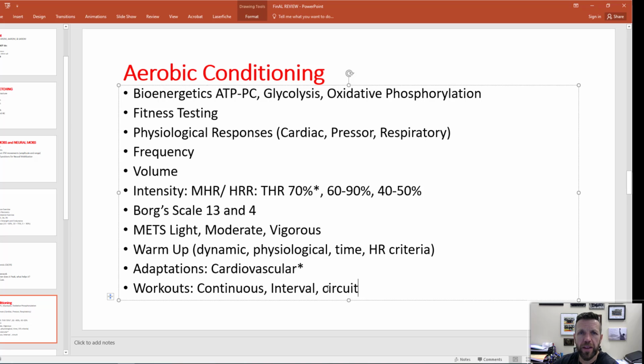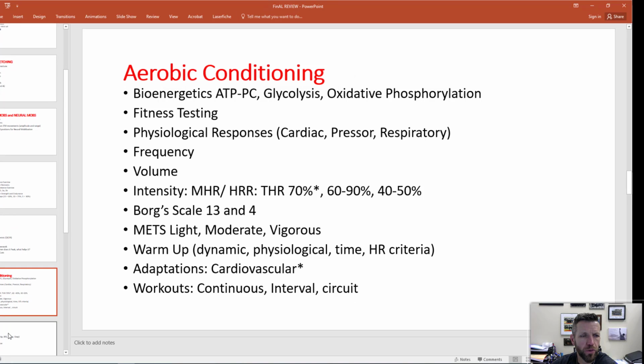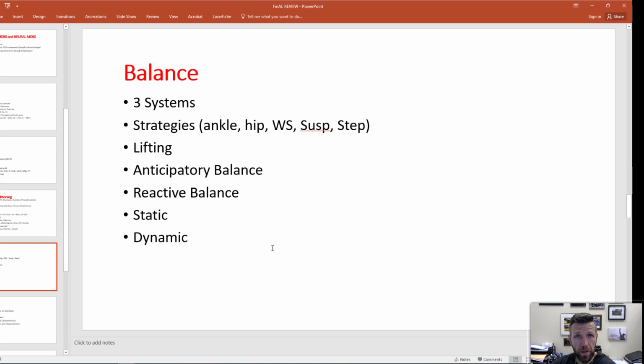So then we're going to move into slide number 8, and this is all about balance. And what we want you to understand is that balance has 3 systems. That's visual, vestibular, and somatosensory.